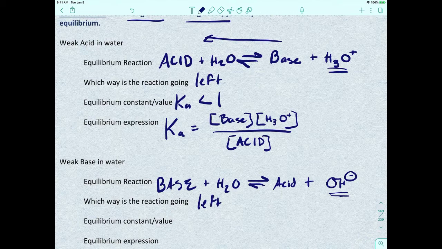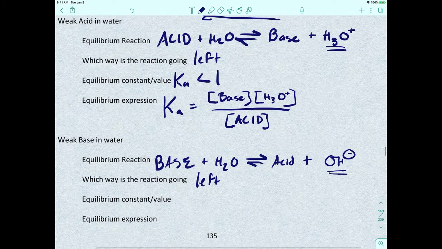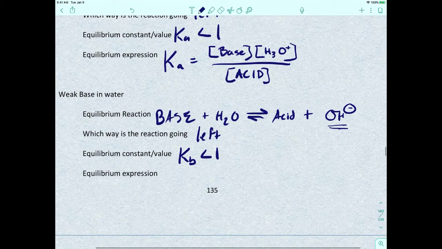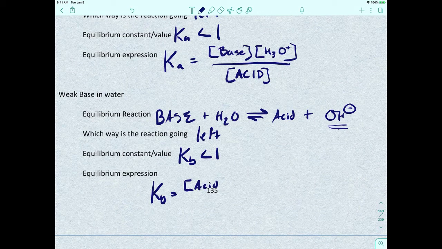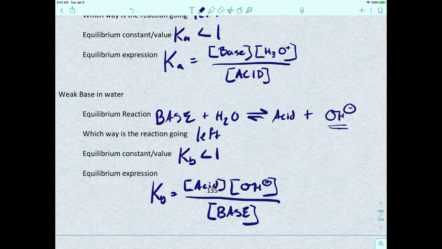It's still going to the left, just like the last reaction. So the Kb for this reaction is going to be less than 1. And so the Kb expression for this reaction would be the concentration of your conjugate acid times the concentration of hydroxide divided by the concentration of the initial base.